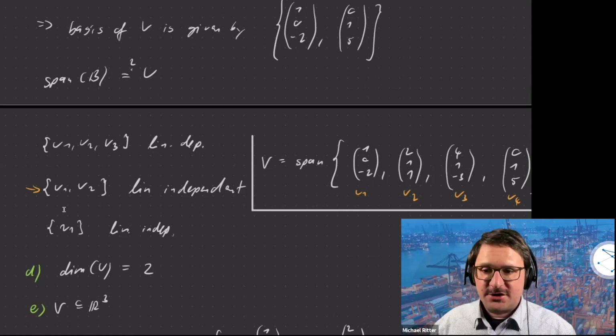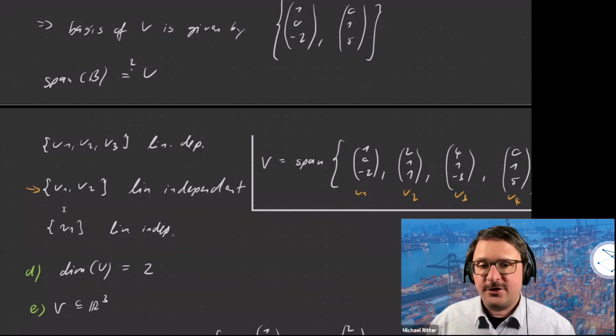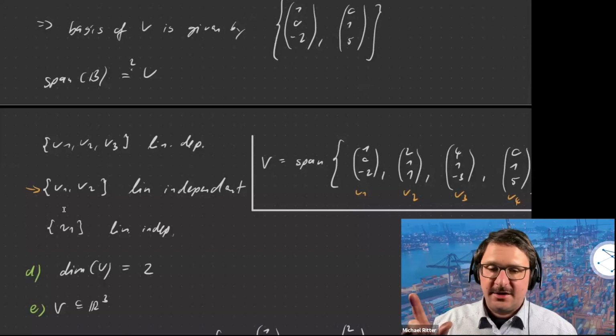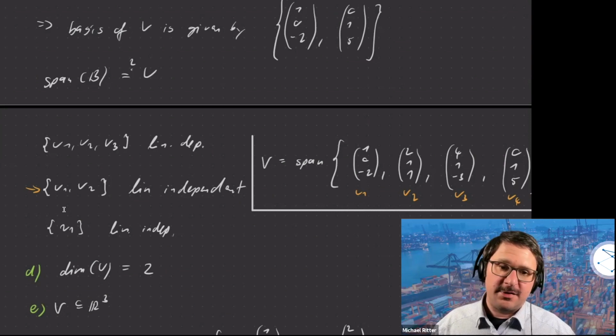The only remaining question is, are they also linearly independent? And we've seen that as well before. V1 and V2 are linearly independent. So we know those are a subset that still spans the whole space V and is linearly independent. So that's a basis. That's how we got this.